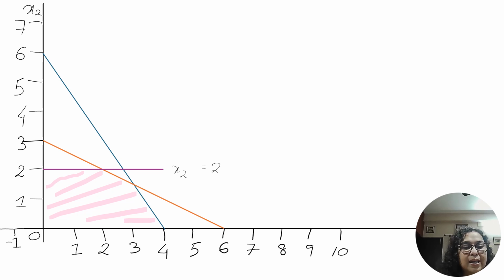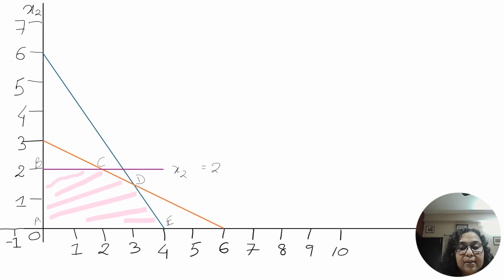So since these are less than or equal to constants, this is the feasible set. As you can see, this region is the feasible set, and we can mark this. Let's say this is one extreme point A, this is B, this is C, D, and E. A, B, C, D, and E, this region is the feasible region.